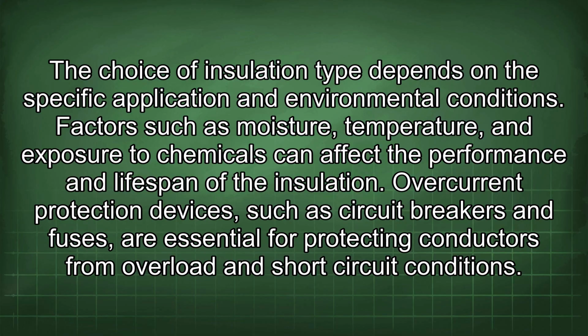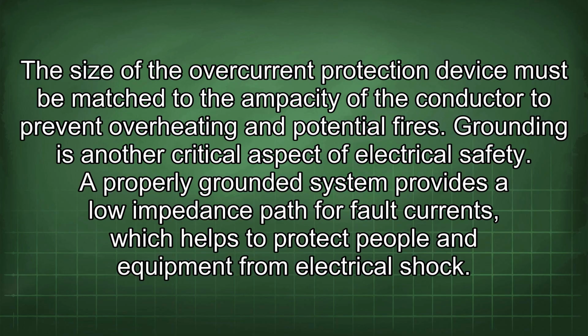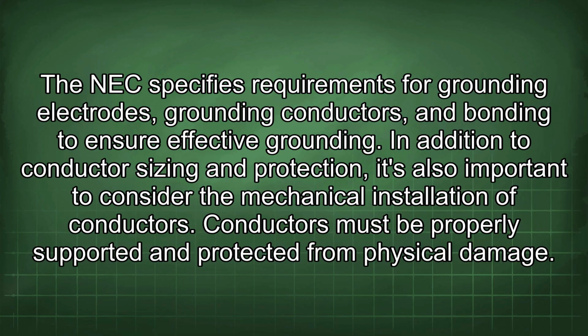Factors such as moisture, temperature, and exposure to chemicals could affect the performance and lifespan of the insulation. Overcurrent protection devices, such as circuit breakers and fuses, are essential for protecting conductors from overload and short-circuit conditions. The size of the overcurrent protection device must be matched to the ampacity of the conductor to prevent overheating and potential fires. Grounding is another critical aspect of electrical safety. A properly grounded system provides a low impedance path for fault currents, which helps to protect people and equipment from electrical shock. The NEC specifies requirements for grounding electrodes, grounding conductors, and bonding to ensure effective grounding.